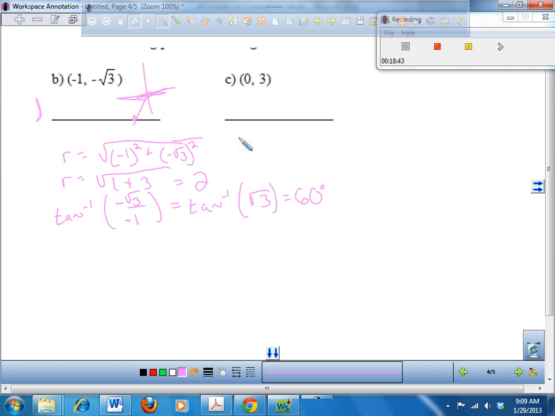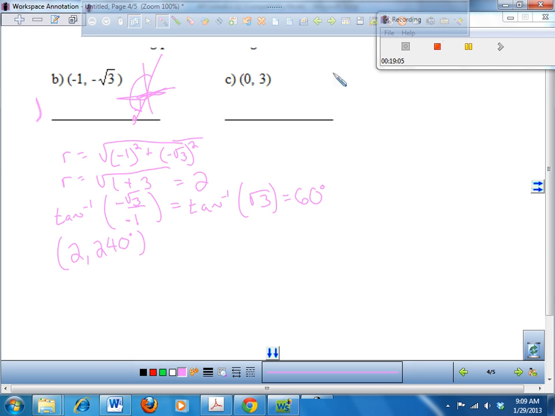So what I need to do, if I end up getting 60 degrees, I just add 180 to it, you see? Okay, so the angle theta, that's why it says be careful which quadrant you're in. So r is 2, but theta is not 60, but 60 plus 180, or 240, or 4 pi over 3 radians.